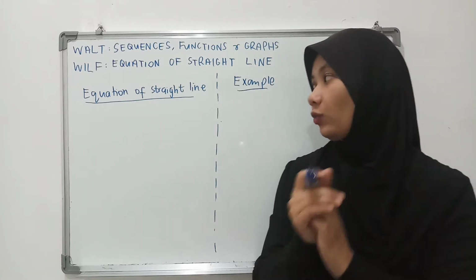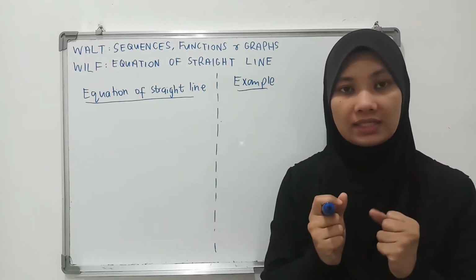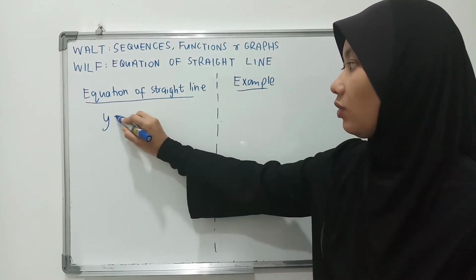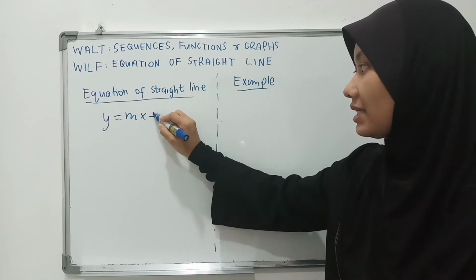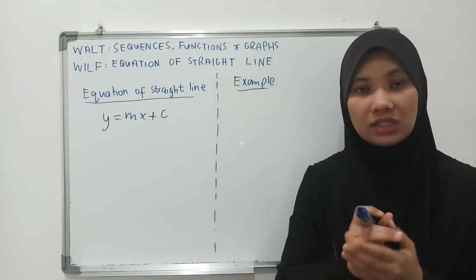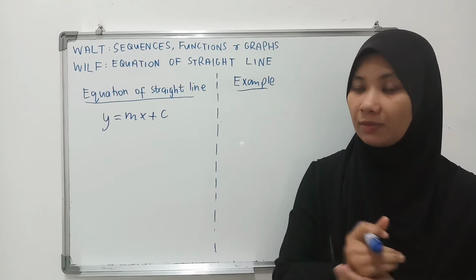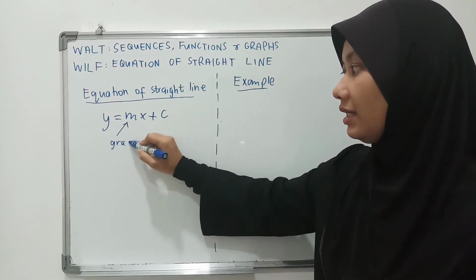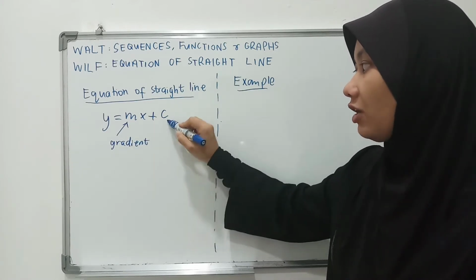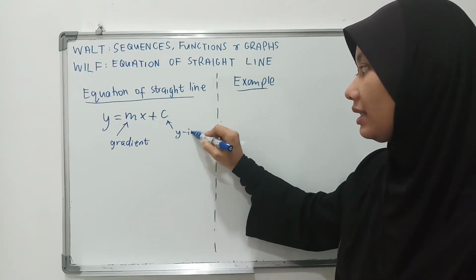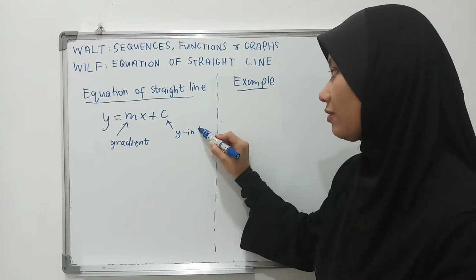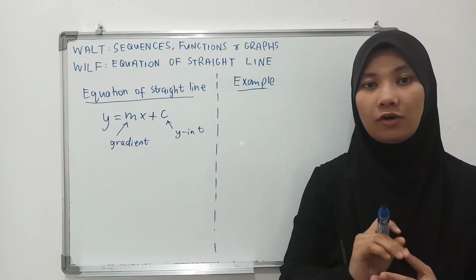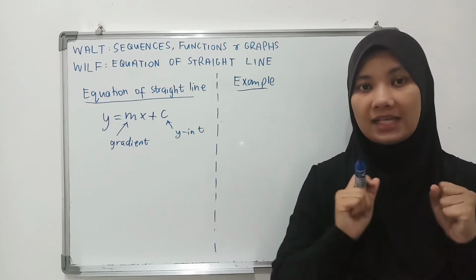Okay, so equation of straight line, tell me what is the equation of straight line. That is just y equals to mx plus c. You need to remember that. Equation of straight line, straight away, y equals to mx plus c. What is the value of m? M is just the gradient. And what is the value of c? C is just the y-intercept. Remember, whenever we give equation of straight line, you need to key in the value of the gradient and the value of c. Y and x remain as y and x.